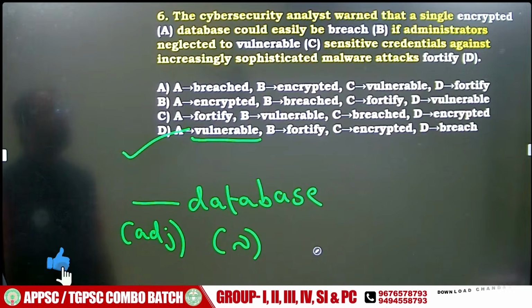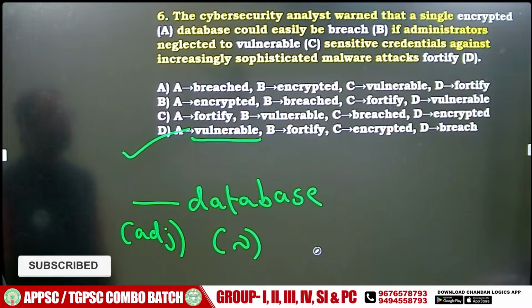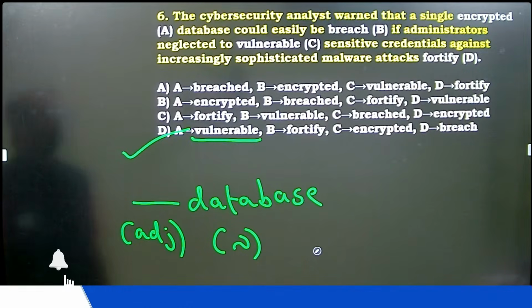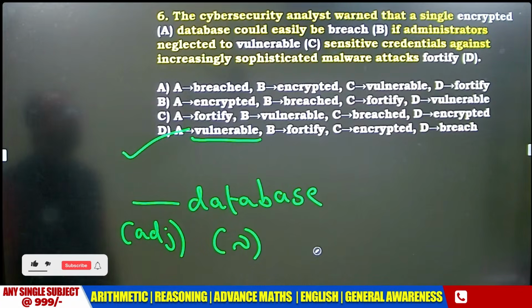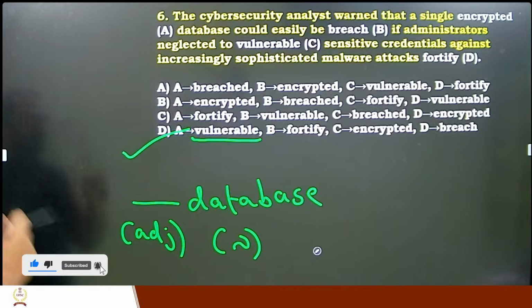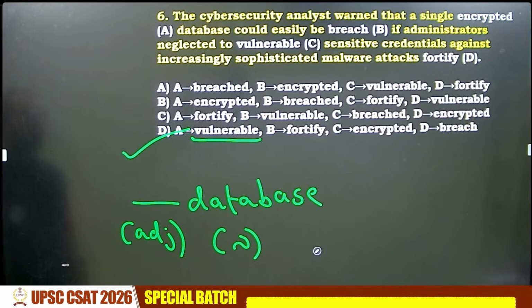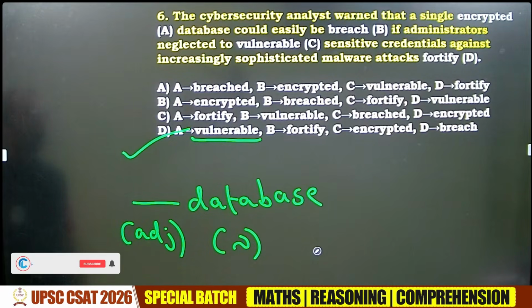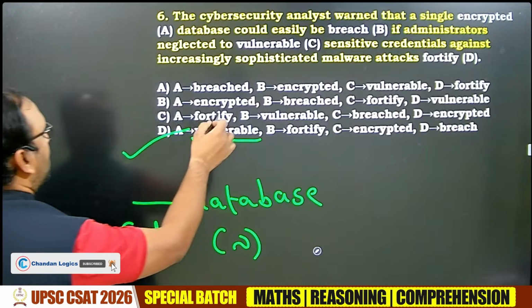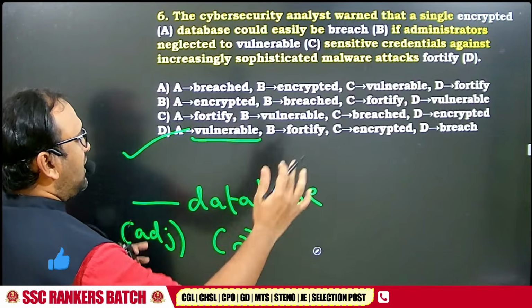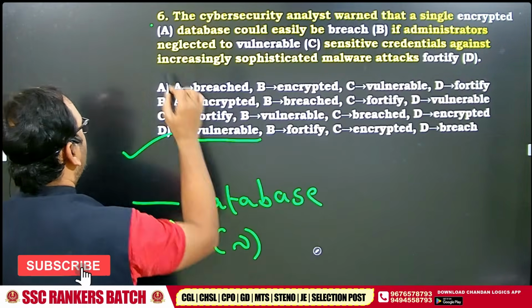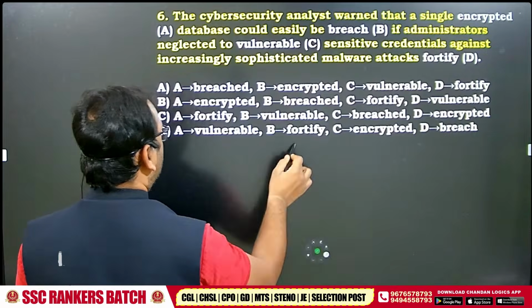Increasingly sophisticated malware attacks. Vulnerable if administrators neglected to fortify sensitive credentials against increasingly sophisticated malware attacks. I think there is a little problem here because either of the ways you try, you are not getting the complete meaning. But don't worry, I will recheck this question and I'll clarify in the next session.